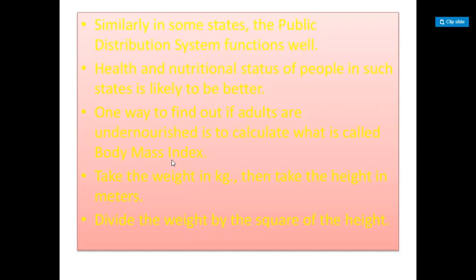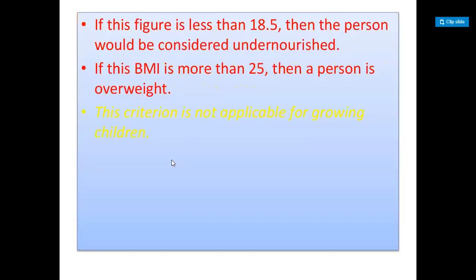He needs more nourishment. He has to eat good nutritious food to reach the proper weight for his height. This is how body mass index is calculated. Now, if this figure is less, see, they have given the example. If this figure is less than 18.5, then the person would be considered undernourished. And if the BMI is more than 25, then a person is overweight.